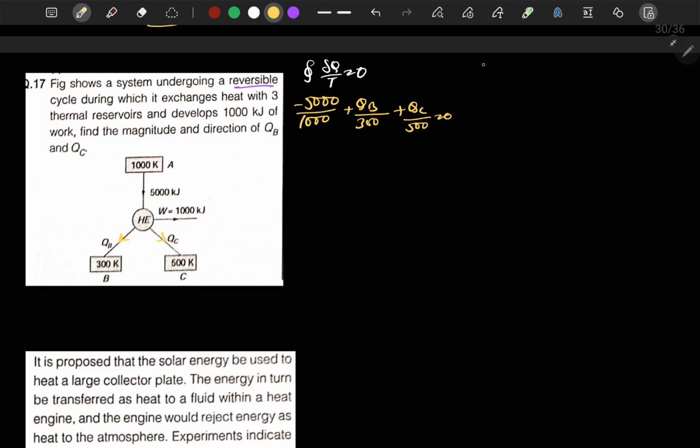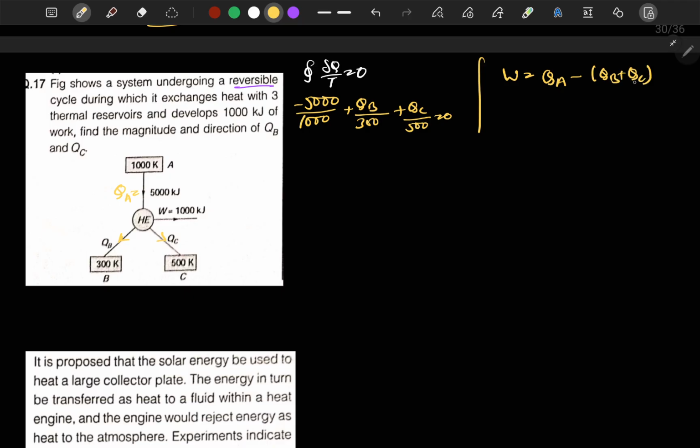Now one more thing we can do here: since we are given the work, the work done can be assumed as, let's say this is Q1, or QA. We can write it as QA minus QB plus QC.